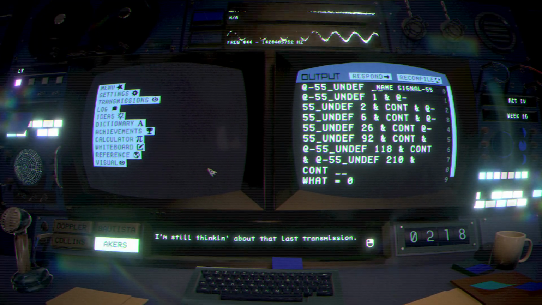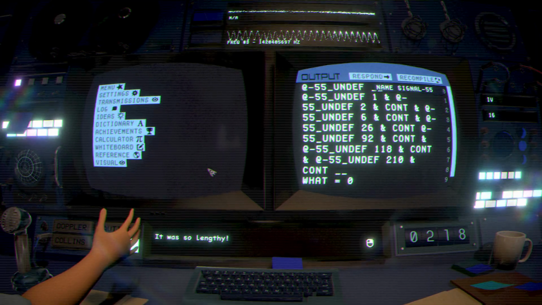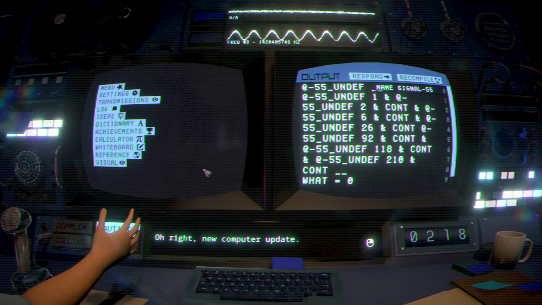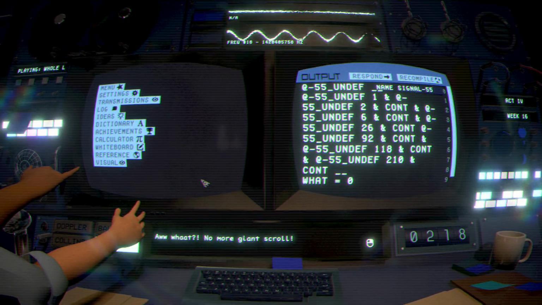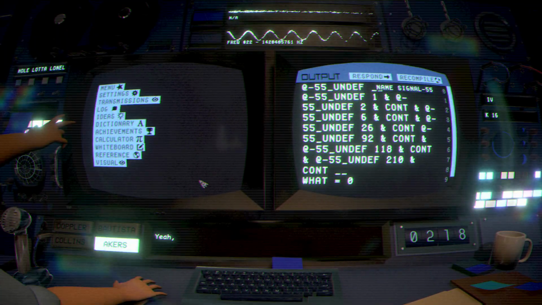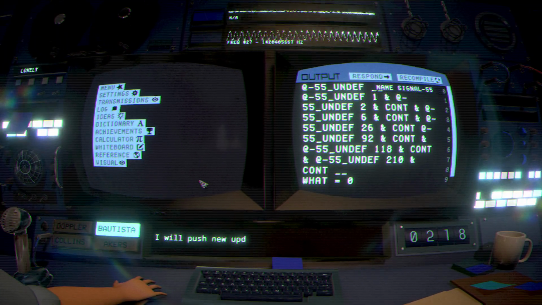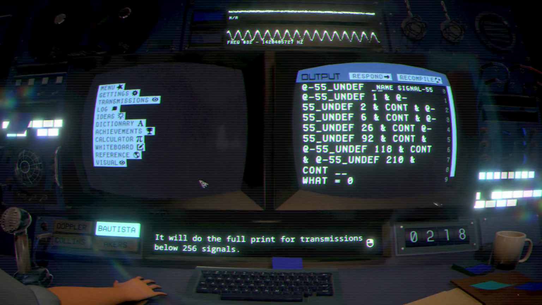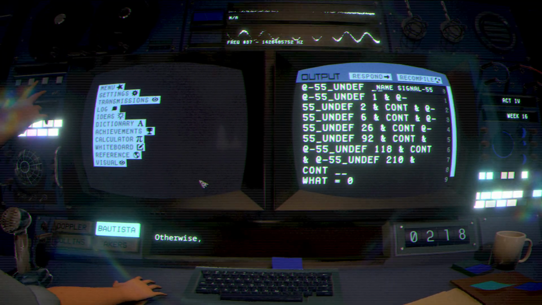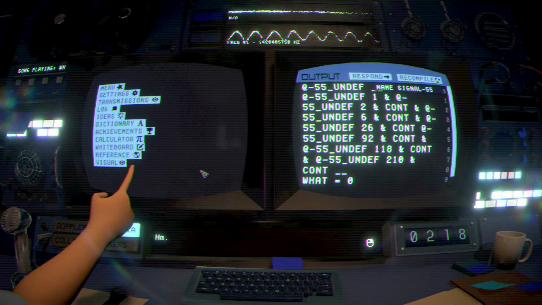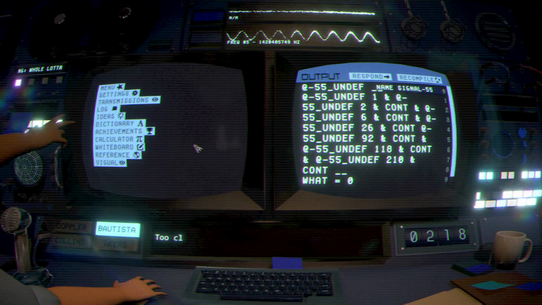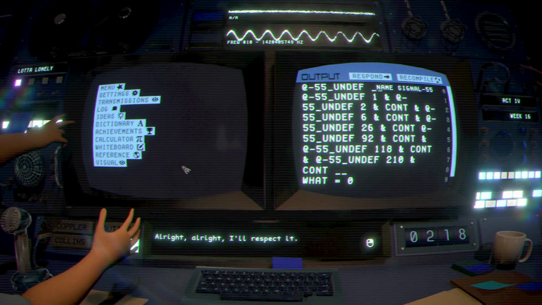So I'm still thinking about that last transmission. What in the world was that? It was so lengthy. Oh, right. New computer update. Now the compiler prints all the output signals at once. Aw, what? No more giant scroll. I love that part. Really? Yeah, it was great. Okay, I will push a new update. It will do the full print for transmissions below 256 signals. Otherwise, it condenses. That's fair. You'd do that for me? You're the best, Batista. Okay, okay, no hugs. Too close. Alright, alright, I'll respect it.